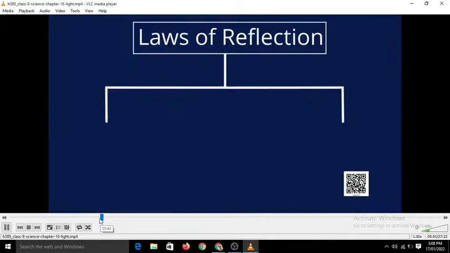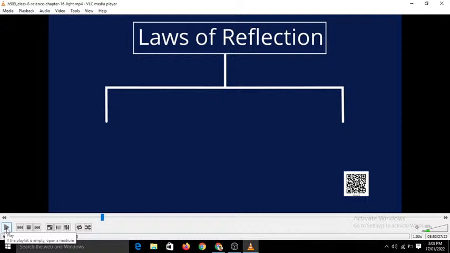Light rays work under two laws. So once again I will start with the laws of reflection. Okay, and then the next video I will show you. So let us revise this one, laws of reflection.